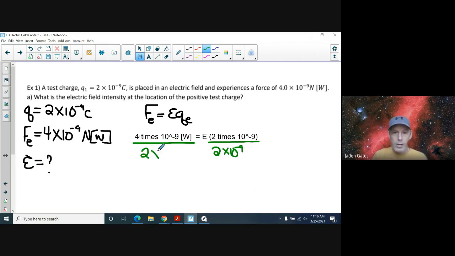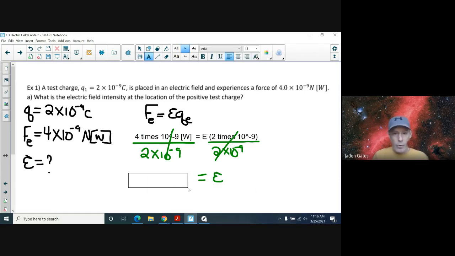So we do that. 2 times 10 to the power of negative 9, gone. Now I'm going to find my epsilon, so I'm going to divide these two. Well, the times 10 to the negative 9s are going to cancel out, actually. That's easy enough. 4 divided by 2 is just 2.